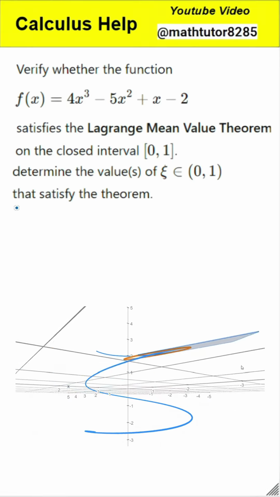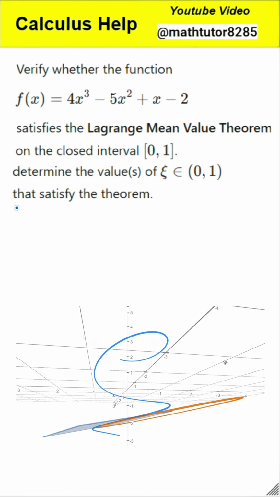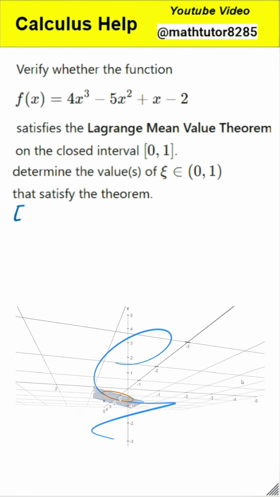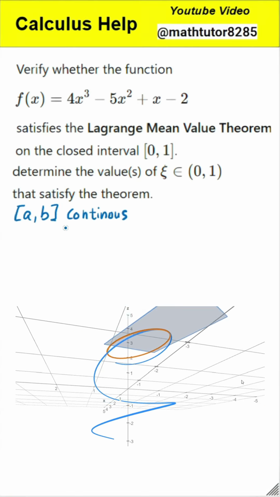Clearly state the conditions that must be checked and find the value or values of c between 0 and 1 that make the theorem hold true. First step is to check the theorem's conditions. To use the Lagrange mean value theorem, two things must be true.